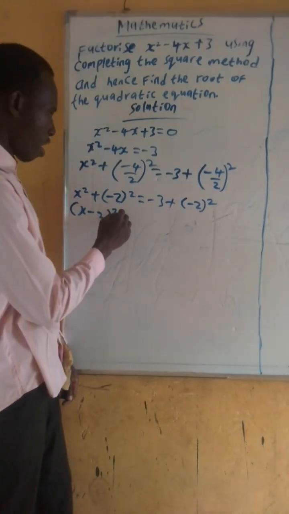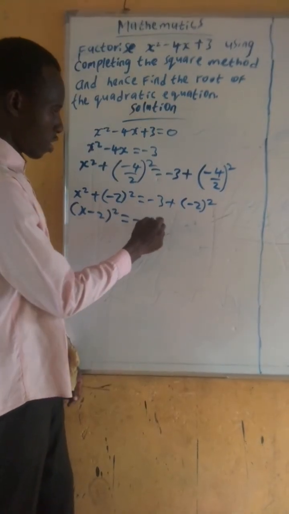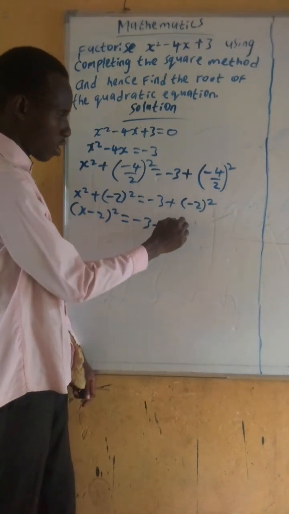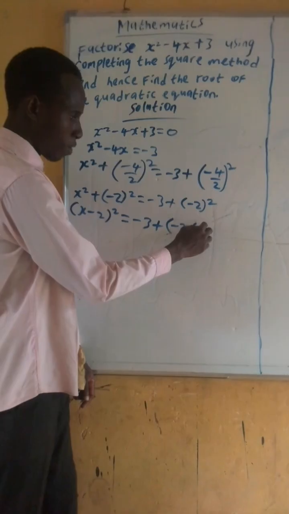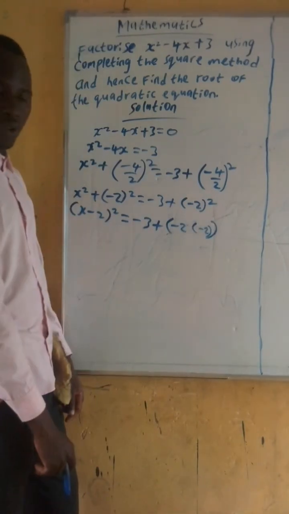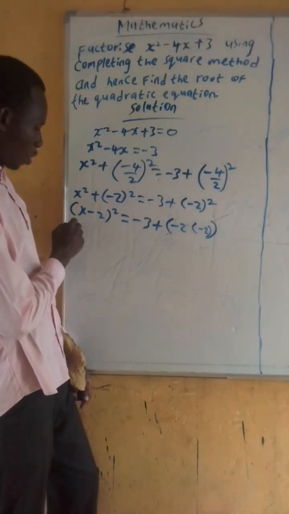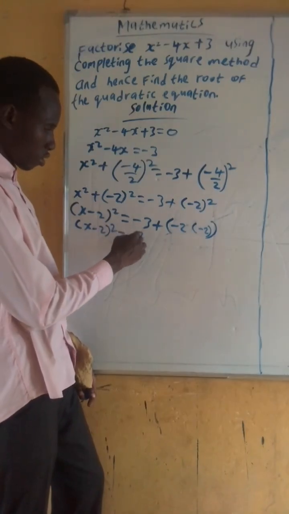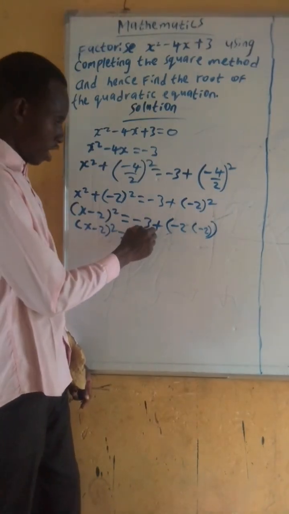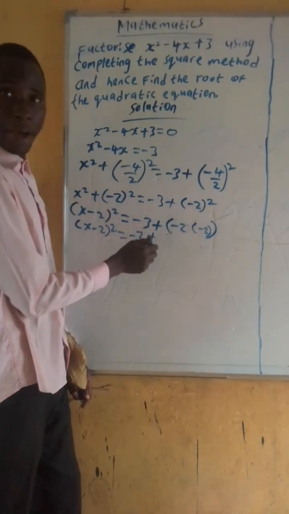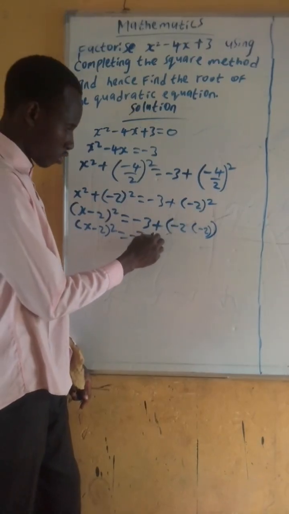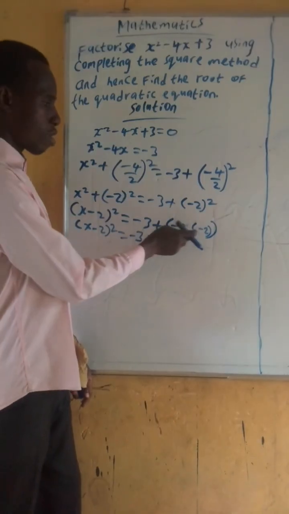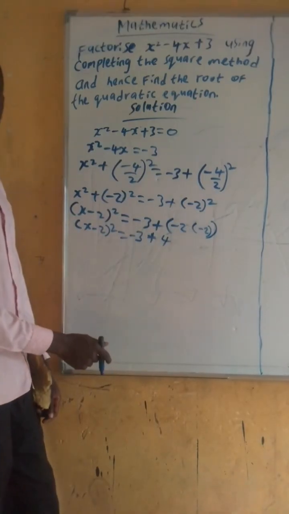So we are going to have equals to minus 3 plus minus 2 squared is the same thing as what? Minus 2 multiplied by what? Minus 2. Are you getting it? So what are we going to have? We are going to have x minus 2 squared equal to minus 3 plus minus 2 multiplied by minus 2, is what? Plus 4. Because minus times minus is what? Plus. 2 multiplied by 2 is what? 4. Have you seen that now?